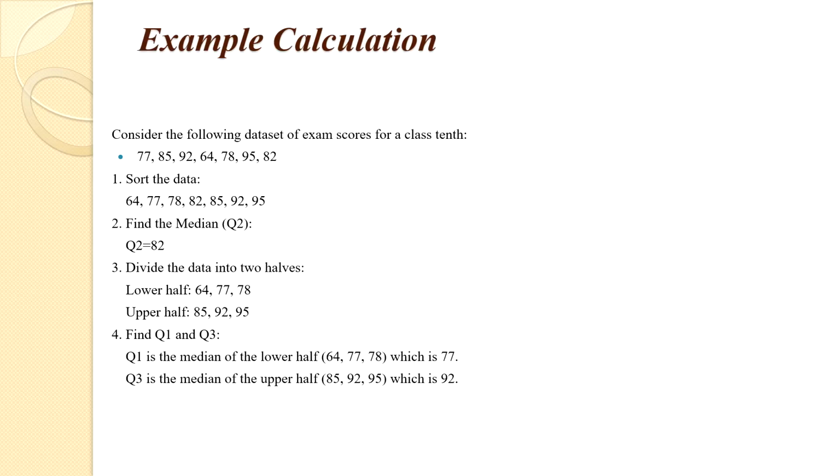So Q1 is the median of the lower half value and Q3 is the median of the upper half value. So from the given data set 64, 77 and 78, 77 is the Q1 value and 92 is the Q3 value. So it is easy to find the IQR value. What is the formula for IQR? IQR is equal to Q3 minus Q1. In the next step we will see that.